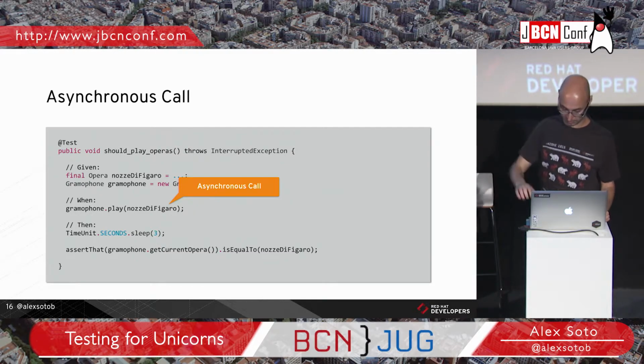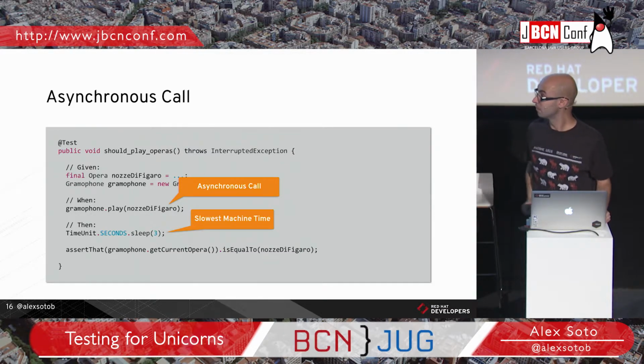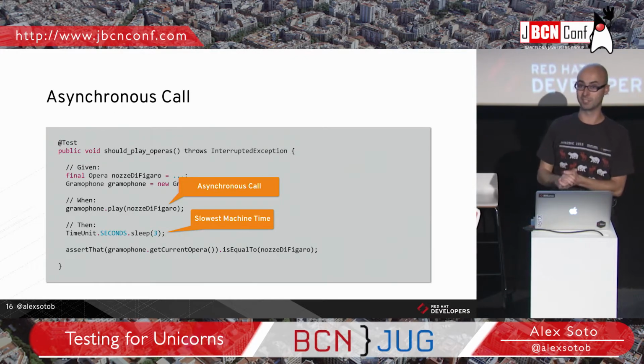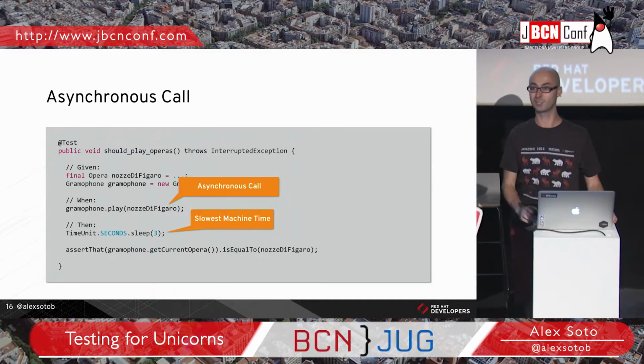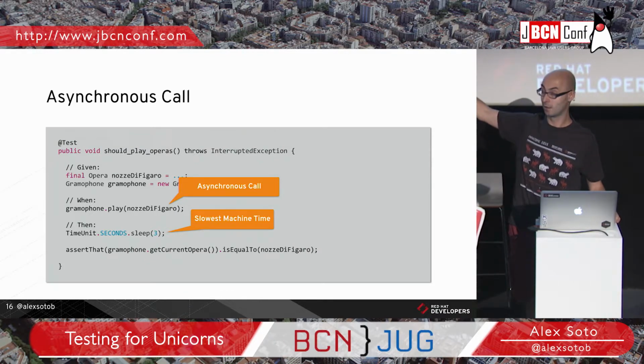And what you do is just like this. You do a sleep of 3 seconds. And maybe it works on your machine, but maybe you go to the CI environment. The CI environment is the slowest, and you say, oh, it's failing this test because it says that the opera is not playing, while in fact it's playing.